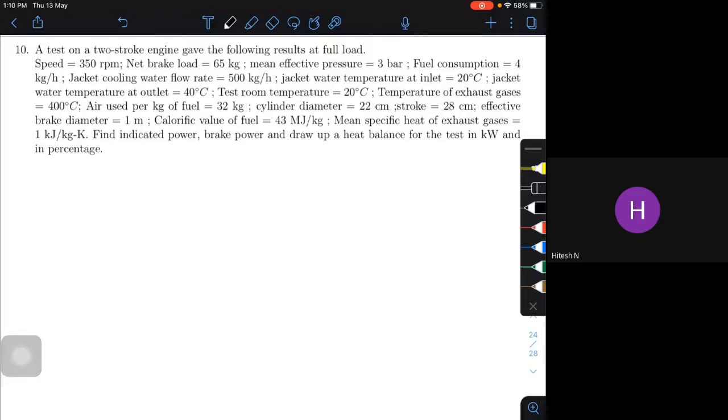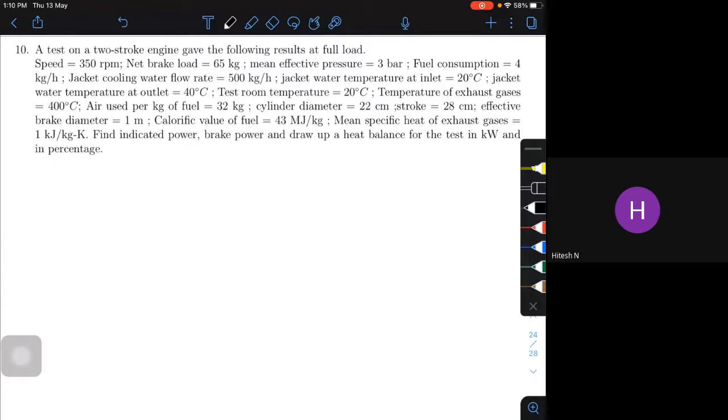So let's try to solve a few more numericals on IC engines, especially on the heat balance sheet. I have a problem statement something like this. This is maybe the 10th problem in that particular problem sheet I have given.